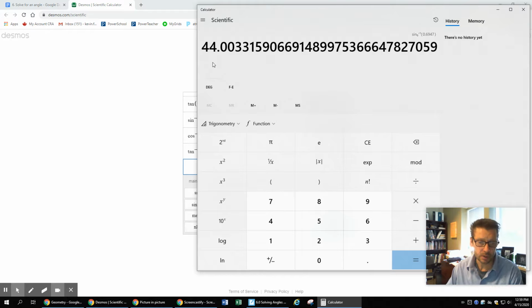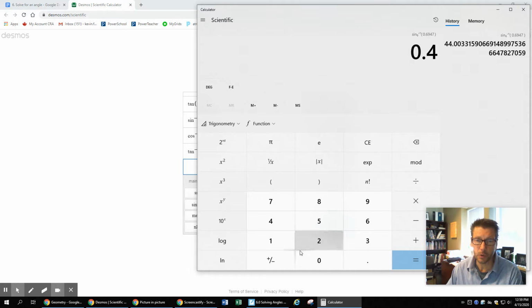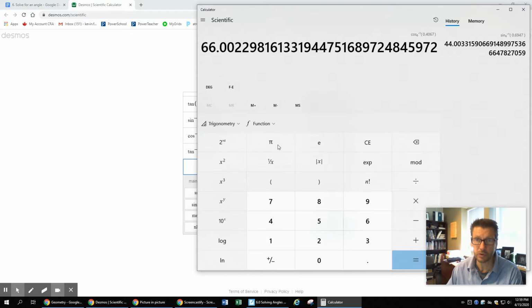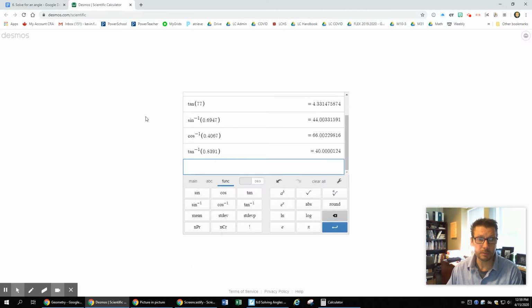If I was going to do cosine of B equals 0.4067, I put in 0.4067, and I go to my trig. I got sine, and this was the cosine. We're working reverse cosine, so that angle is still 66 degrees. So you have to know how to work your calculator in order to figure out: do I put my ratio in first and then go to my trig values, or do I do what the Desmos calculator does, where I just push the button and then put the decimal in, and it gives me the answer? You're going to have to figure out how your calculator works.